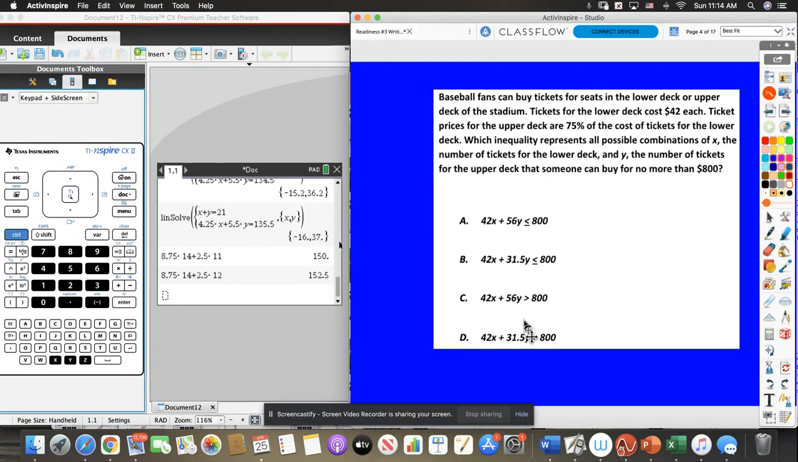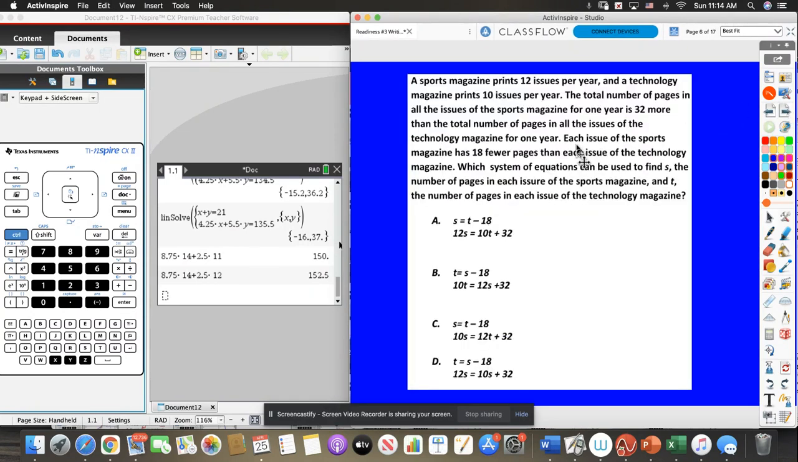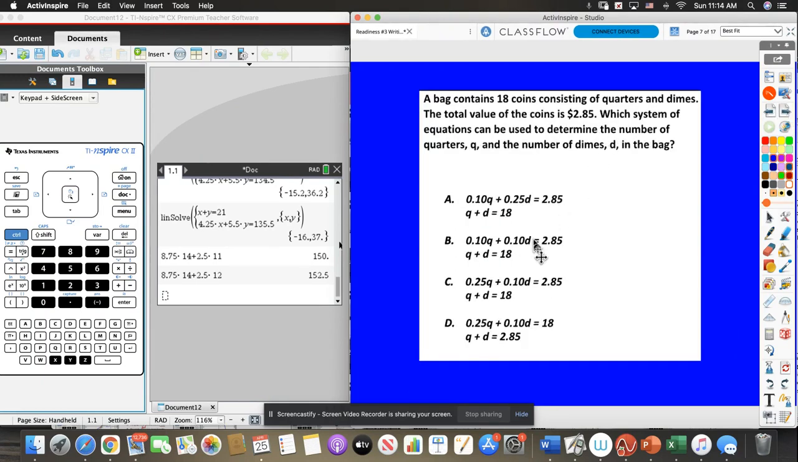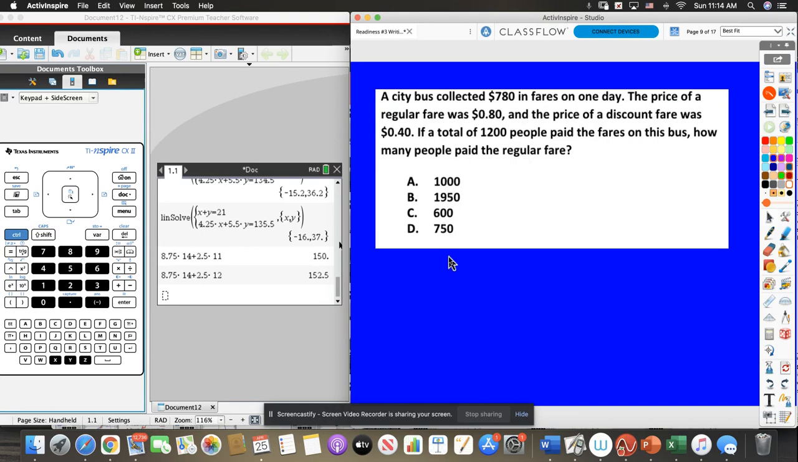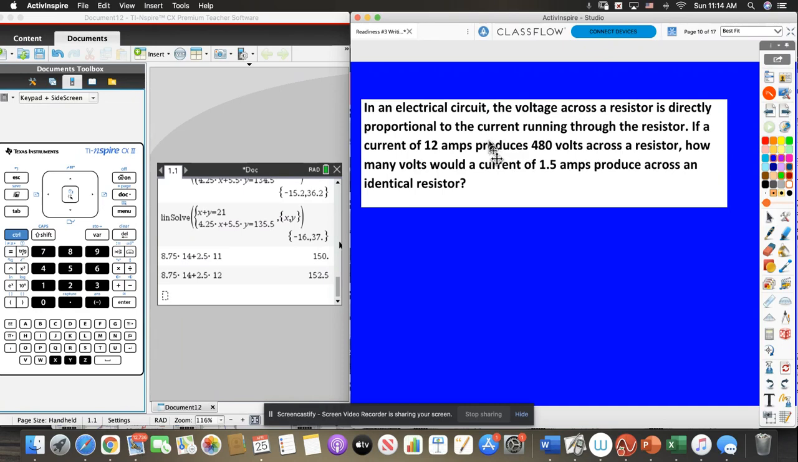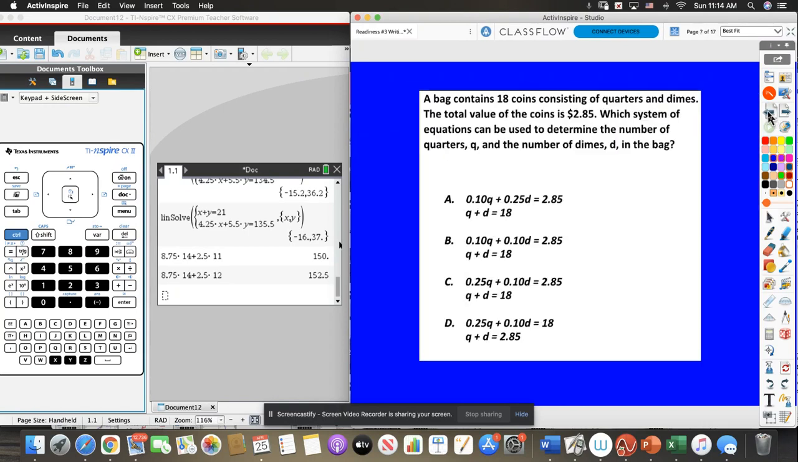Word problem, in this case, inequality. Word problem, inequality. Word problem, equations. Word problem, equations. Word problem, and then a single digit number as an answer. And word problem and no answer, so something that you would have to type in, which makes a numerical answer. And a word problem, numerical answer.